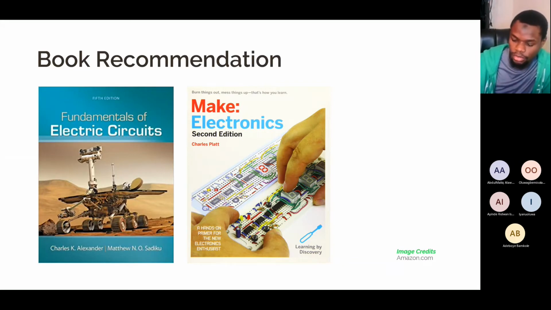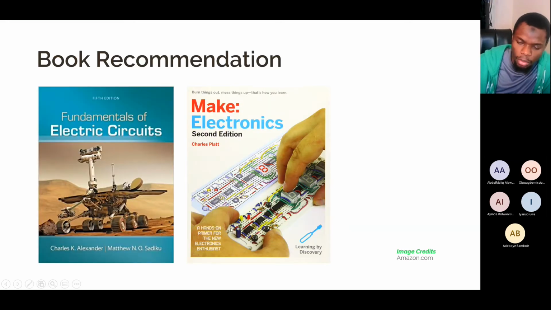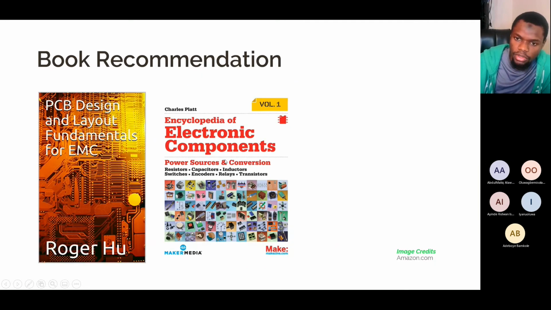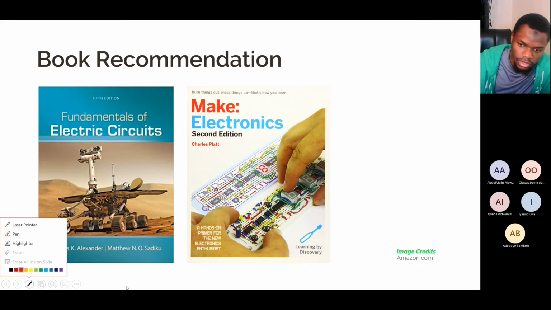Okay, another very good book is Make Electronics. This is very similar to the Encyclopedia of Electronic Components, but it takes a different approach. It's more project based. So if you want to go through a project based approach to understand what resistors are, how to use resistors and switches, this has a lot of projects in the book. You can see here they have this learn by discovery icon.